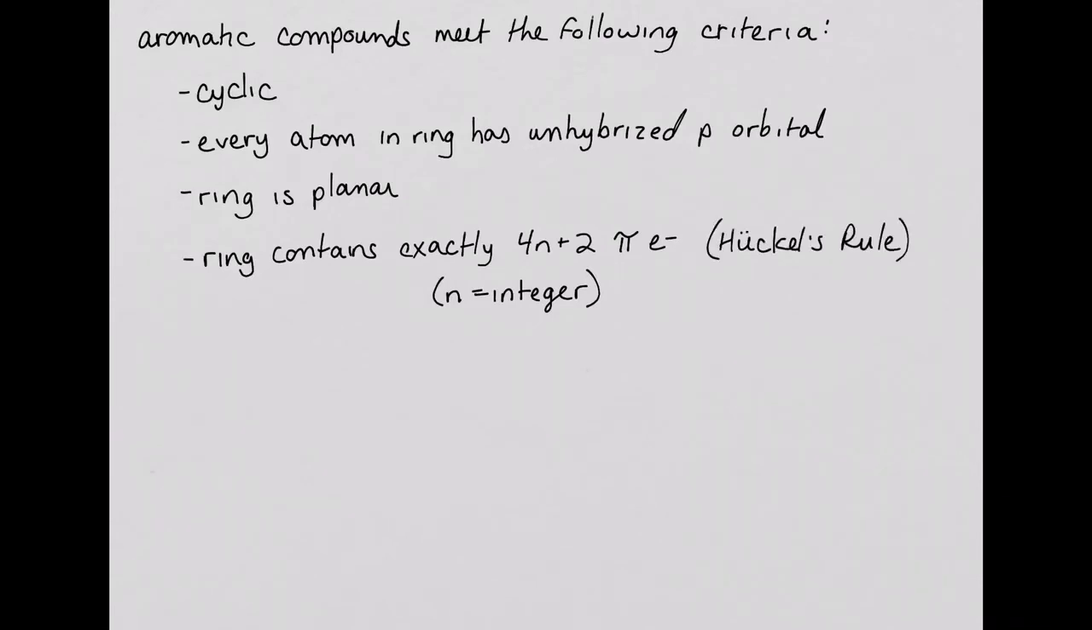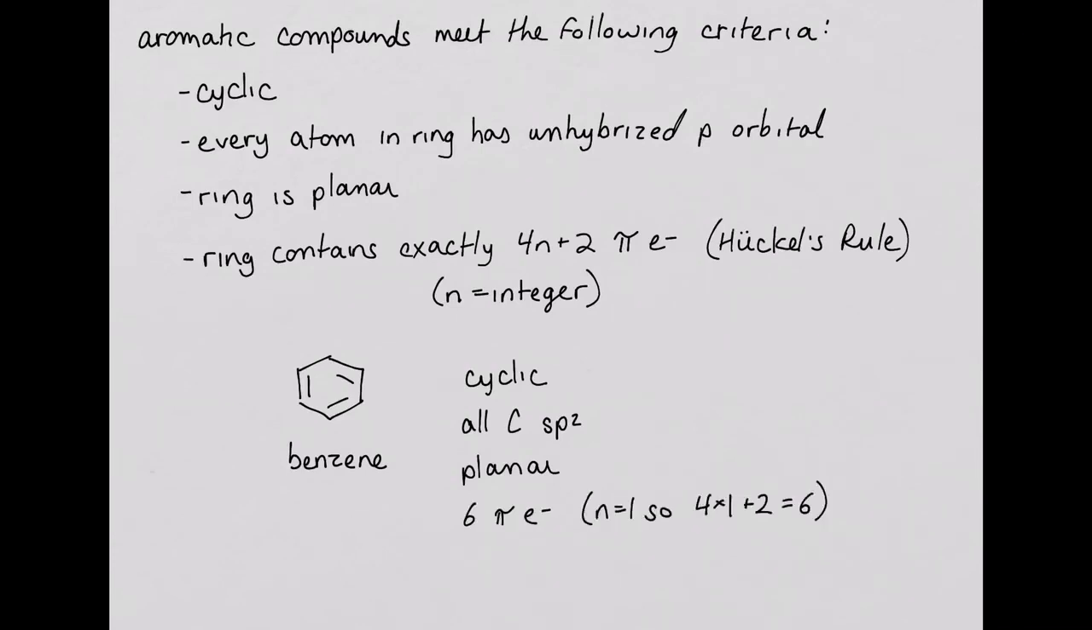Now, with these criteria, let's take another look at benzene. Benzene meets all of these criteria. It's a cyclic molecule. All of the carbons in the ring are sp2 hybridized, meaning they have an open p orbital. This molecule is planar, allowing for proper p orbital overlap between the carbons. And finally, it contains exactly 4n plus 2 pi electrons, where n is equal to 1. This identifies benzene as an aromatic compound. Remember that in order to be aromatic, a compound must meet all of these criteria.